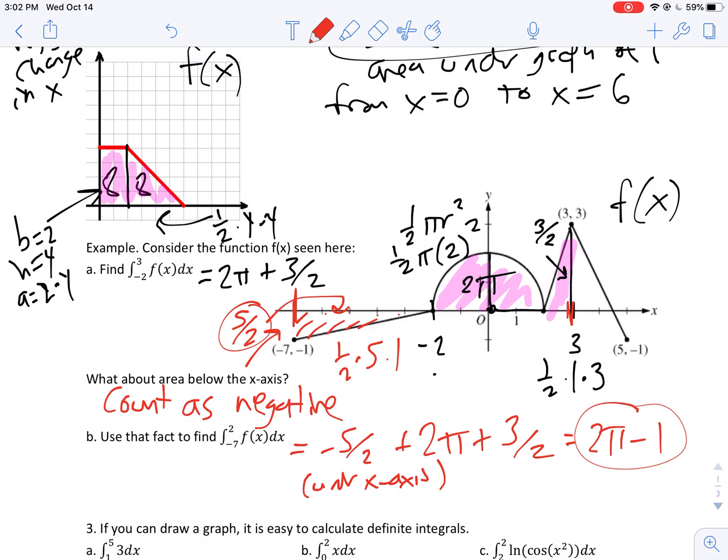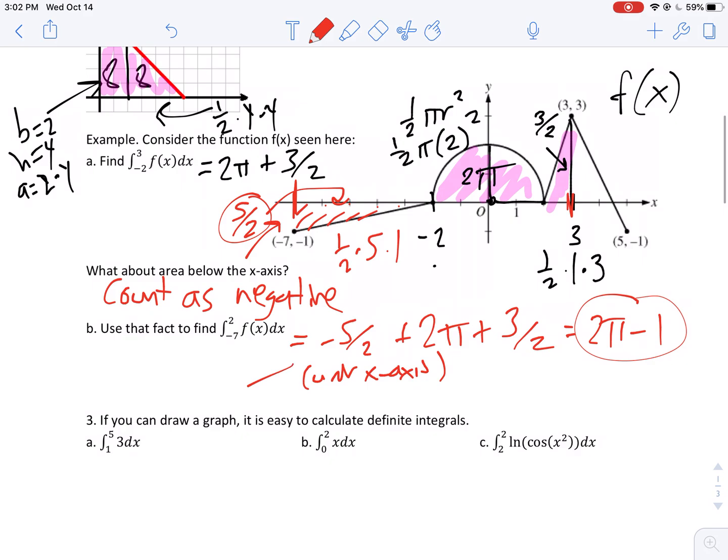And we're just doing today squares and triangles and semicircles and kind of easy things like that. And anything below is going to be a negative value. So that negative right there is the key. Okay, now one other thing I wanted to point out.